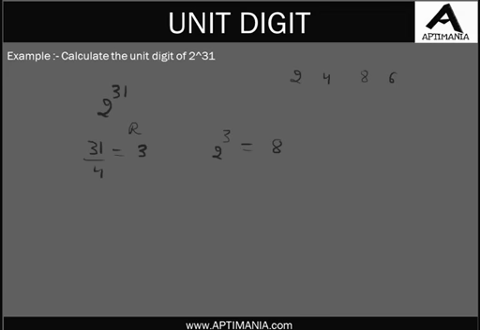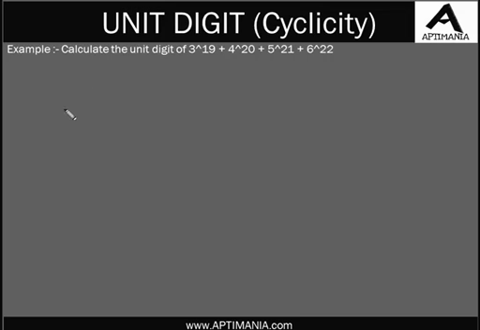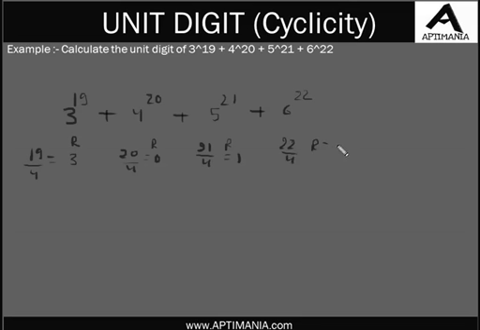Moving to next example. Suppose we need to calculate the unit digit of 3 raised to power 19 plus 4 raised to power 20 plus 5 raised to power 21 plus 6 raised to power 22, right? First of all we'll divide 19, the power, by 4, the remainder is 3. Here 20 divided by 4, the remainder is 0. 5 raised to power 21, here 21 by 4, the remainder is 1. And 6 raised to power 22, so 22 divided by 4, the remainder is 2.